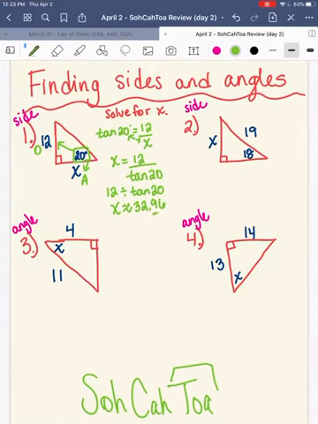32.96. Okay, so what does the 6 tell the 9 to do? It tells it to bump up. So that means X is going to be approximately 33 units. We don't know what the unit is. It might be inches, it might be feet, or whatever. Okay?